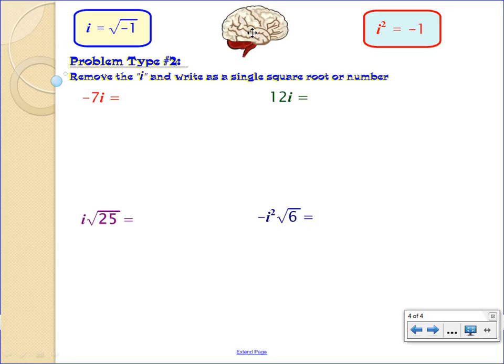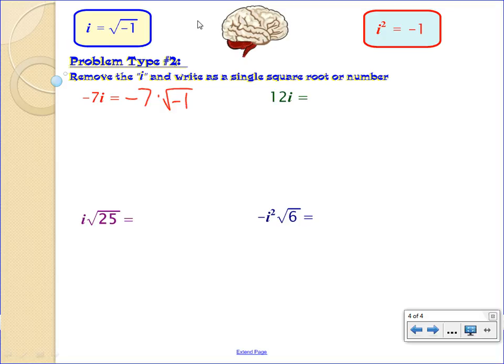So, you got your brain. We got those two facts we need, and now we're going to take a look at removing the i from these problems and writing as a single square root of a number. So, we'll start with -7i. Now, i, well, I know what that's equal to. i is always equal to the square root of -1. So right away, I can replace that i with the square root of -1. So I make this -7 times the square root of -1.